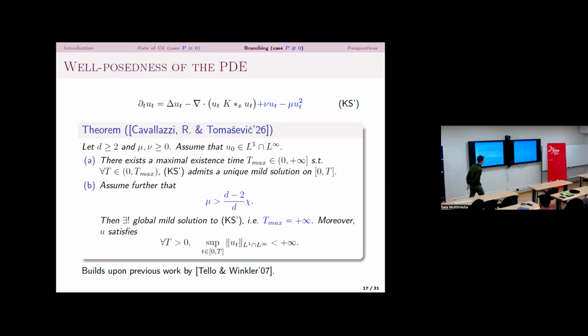Is this for all nu, right? Yeah, exactly. Here, nu just has to be non-negative. And the condition on mu does not appear here at all.